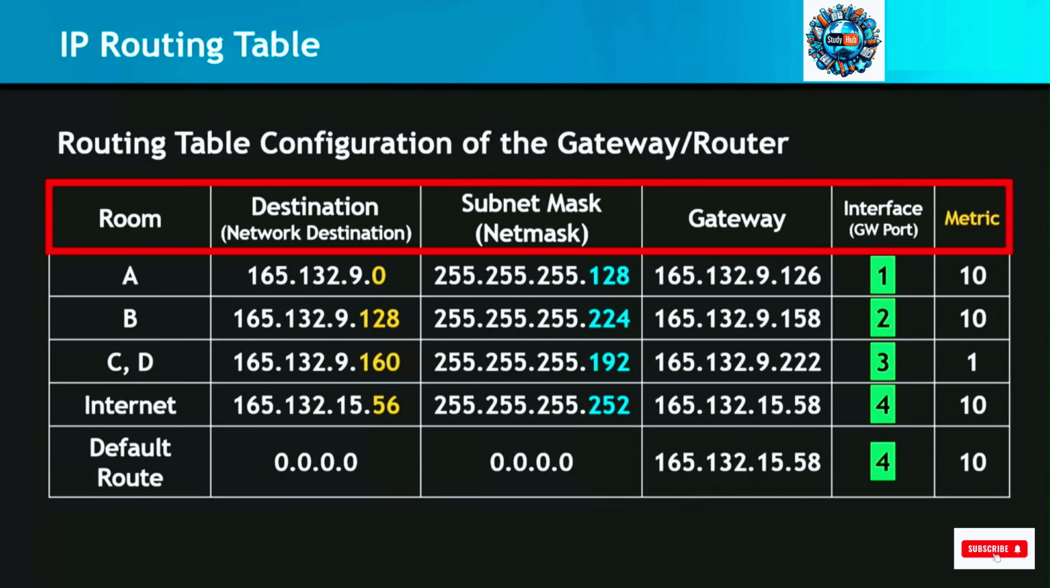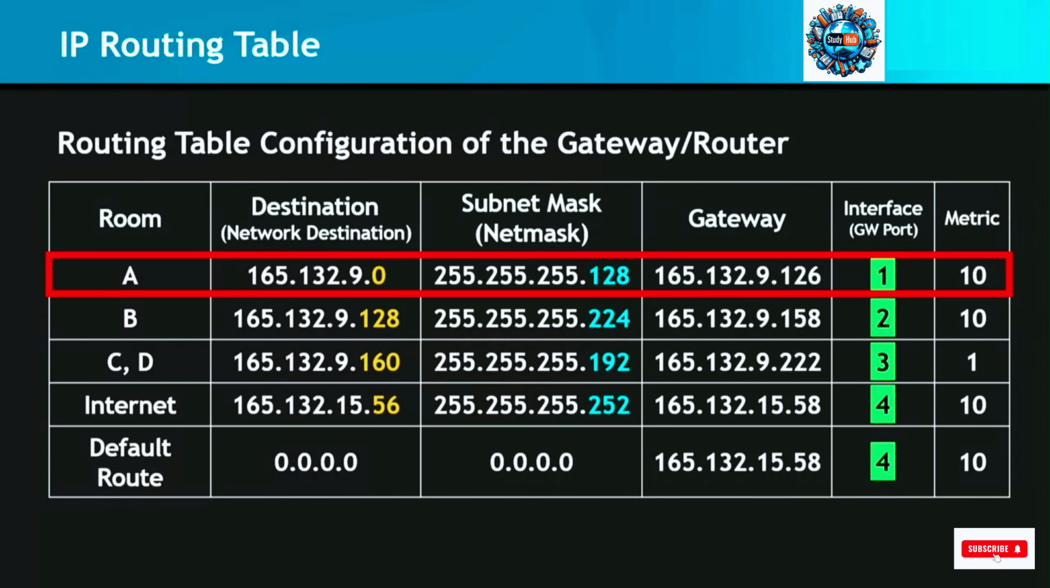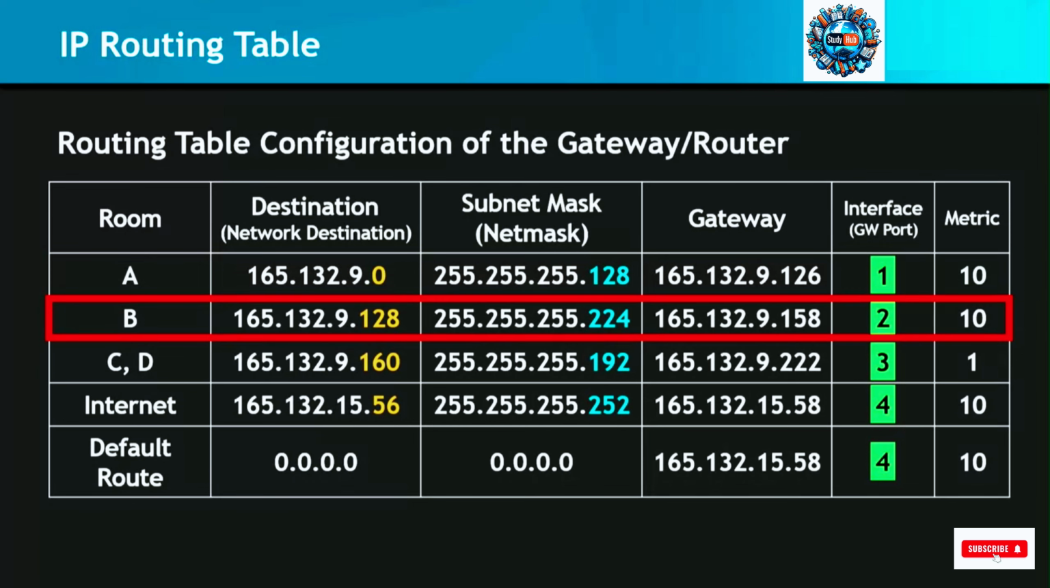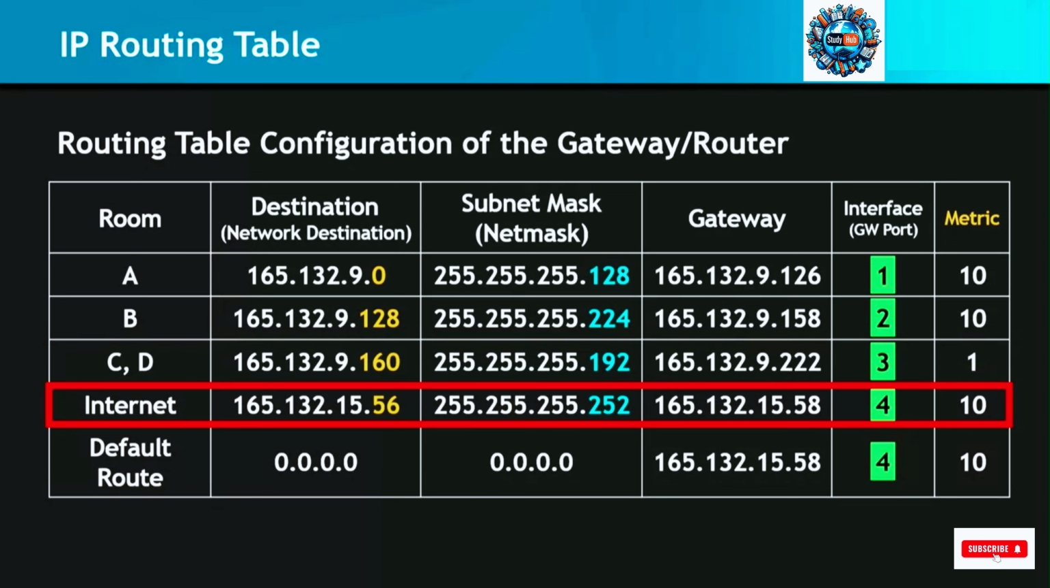Now, for the routing table, you can see the different columns where we have room, destination, subnet mask, gateway, and the corresponding gateway port interface, number 1, 2, 3, 4, and then there's a metric. This metric indicates the associated cost, the efficiency of the route. For room A, the information that we've already organized in the former lecture is well organized and included in here. And correspondingly for room B and for room C. And the internet information is all included and organized here.